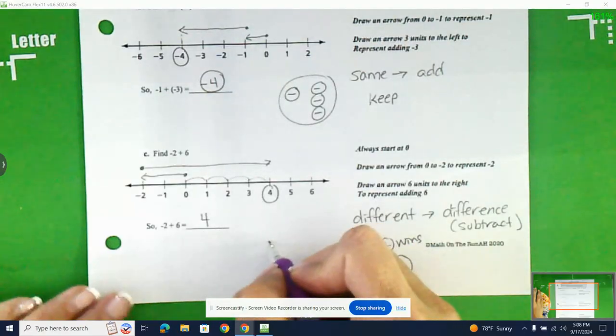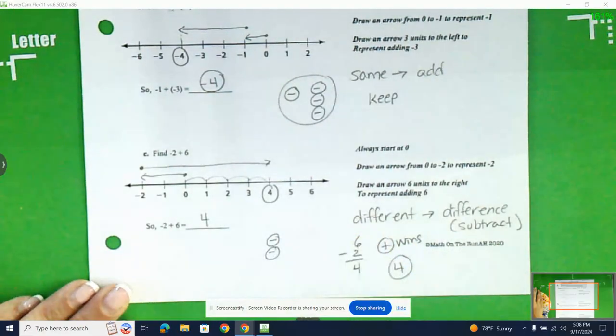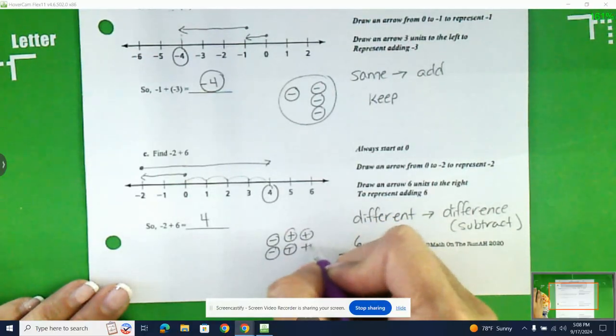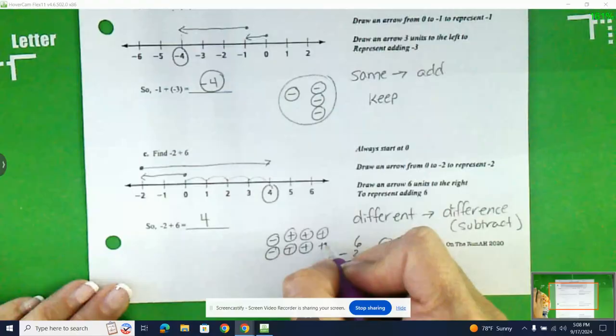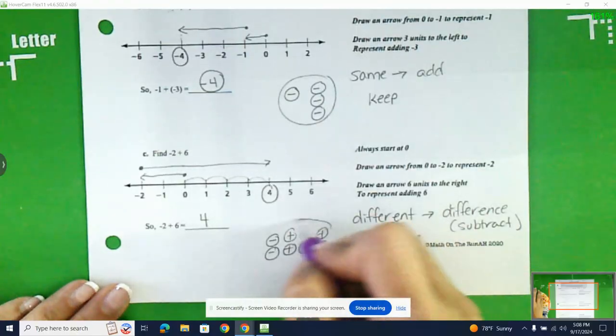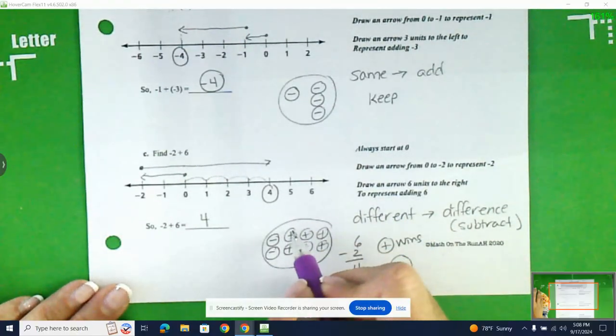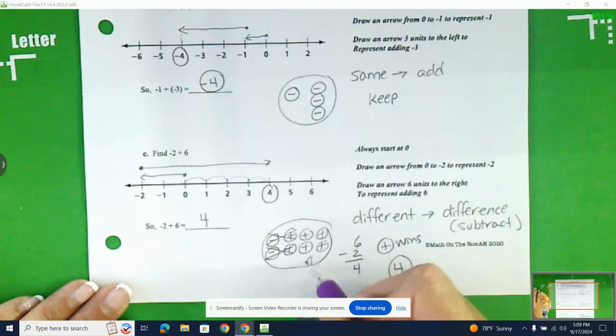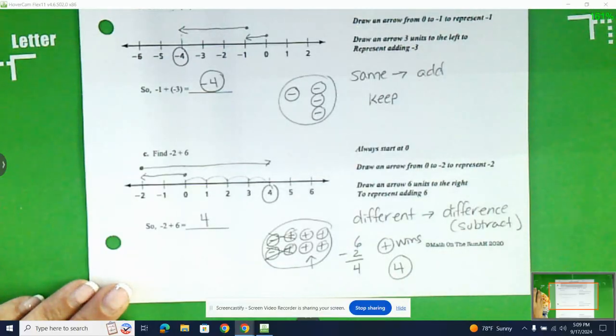And that makes sense. If we go back to checking with our integer chips, we have 2 negatives and we have 6 positives. 1, 2, 3, 4, 5, 6. And we're combining them. We can see that this positive and negative chip is a 0 pair. This positive and negative chip is a 0 pair. And that's how we're left with the 4 positive.